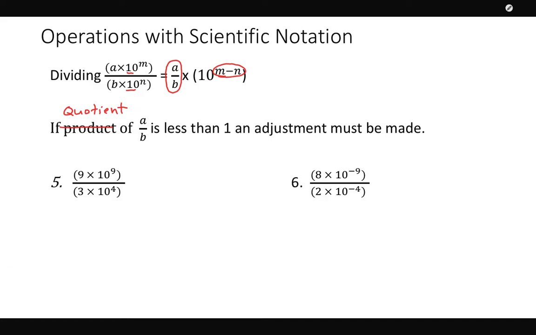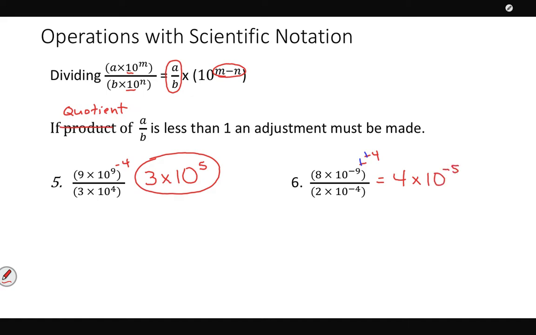So this first problem here, we have 9 divided by 3, so 9 divided by 3 is 3, times 10, and we subtract those exponents, so 9 minus 4 is to the 5th power, and 3 is a number between 1 and 10, so I'm done. Same thing over here, 8 divided by 2 is 4, and then I subtract the exponents, so negative 9 minus a negative 4. Remember to keep, change, so that'd be times 10 to the negative 5th power. And there's your final answer there, again, because 4 is a number between 1 and 10.